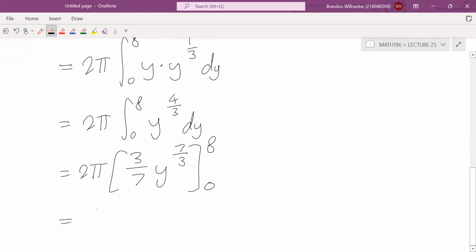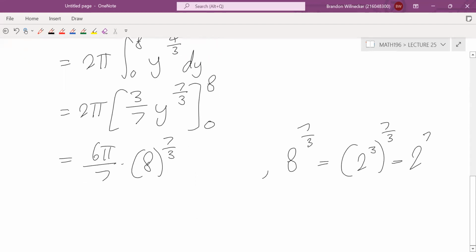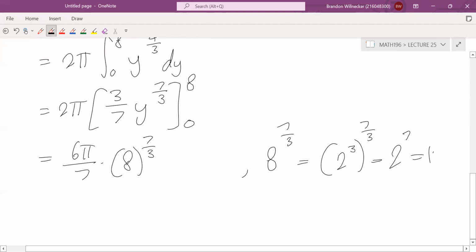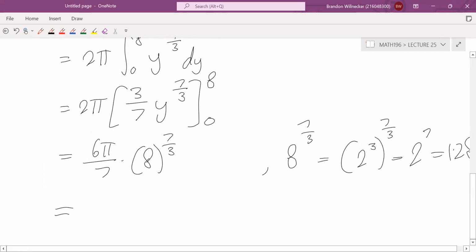Okay, so we're going to end up with 6 pi over 7 times 8 to the 7 over 3. Okay, but just on the side here, 8 to the 7 over 3 is the same thing as 2 cubed to the 7 over 3, which is just 2 to the 7, because the 3 and the 1/3 cancel there. So that's going to give us 128. That's just our powers of 2. So 128 times 6 is 768. So we end up with 768 over 7 pi units cubed.